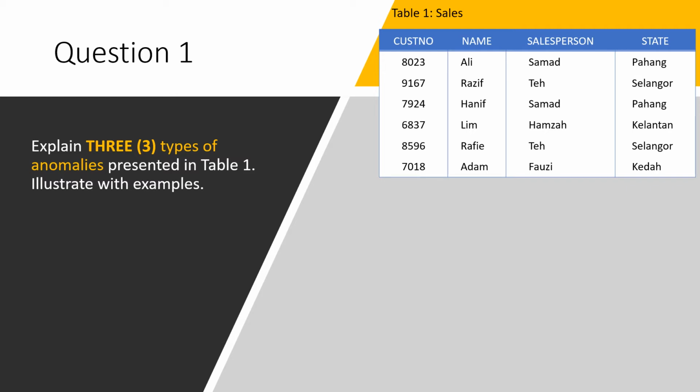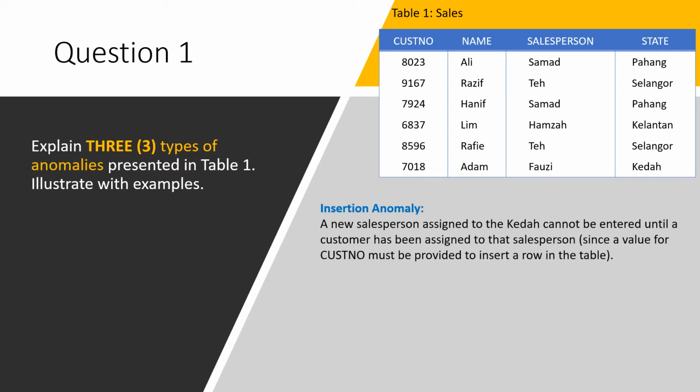First, I will explain the insertion anomaly scenario. If we have a new salesperson that we want to assign to Kedah, for example, the salesperson name is Izan. Here, we cannot add or enter the record of Izan until we know the value of customer number and name first. One row needs to be completed.